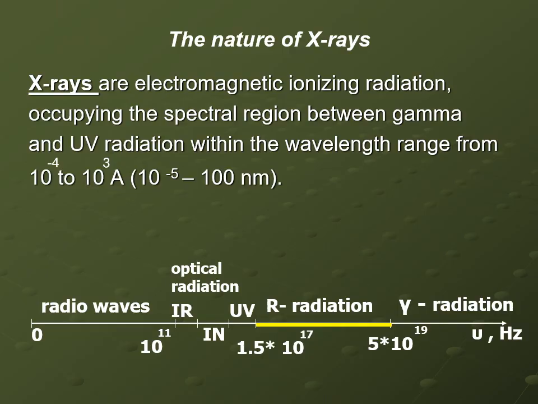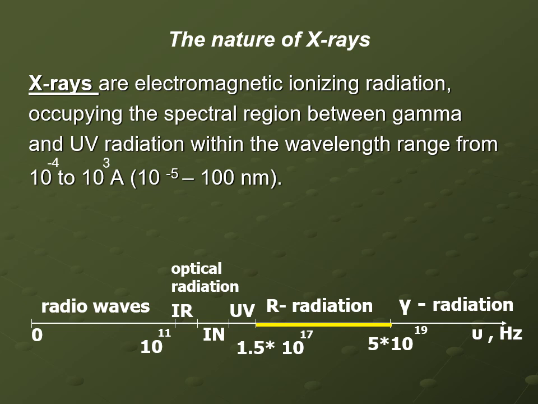As for the nature of X-rays, it can be noted that this is electromagnetic ionizing radiation, that is, at certain energy values, ionization of atoms and molecules occurs. As I have already said, this radiation occupies the spectral region between gamma and ultraviolet radiation.